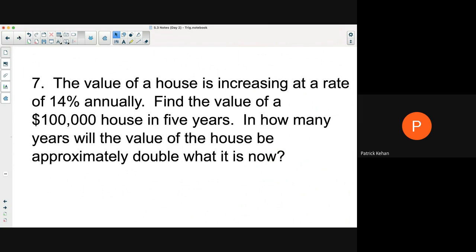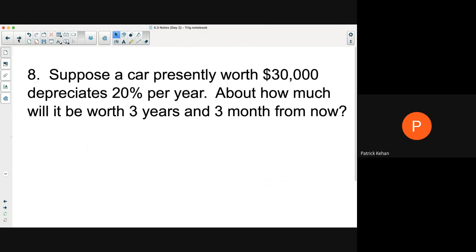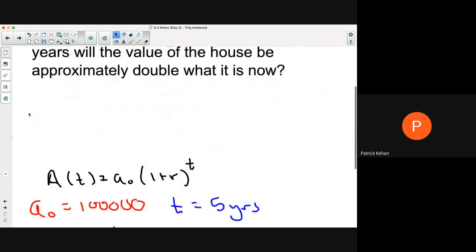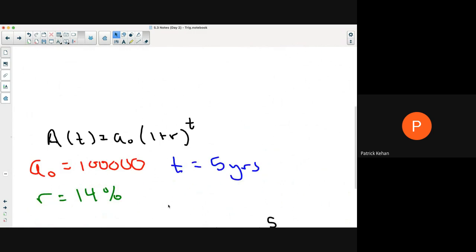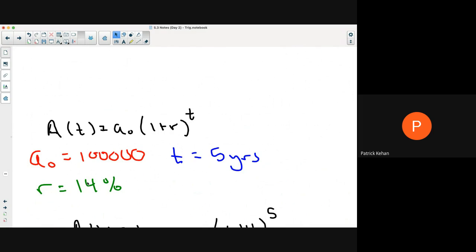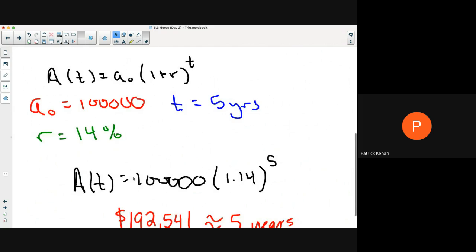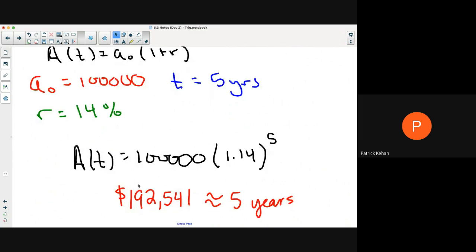And we're going to first set up our equations. So I have my A of t equals A sub 0 times 1 plus R to the t. A of 0 is 100,000. That's the original value of the house. My time interval is 5 years, and my R value, the growth rate, is 14%. Your R value is actually 0.14. We're going to plug that into my equation, and that's going to give us 100,000 times 1.14 to the 5th power. Carefully calculate that. And that'll give us approximately 192,541 in 5 years, right?